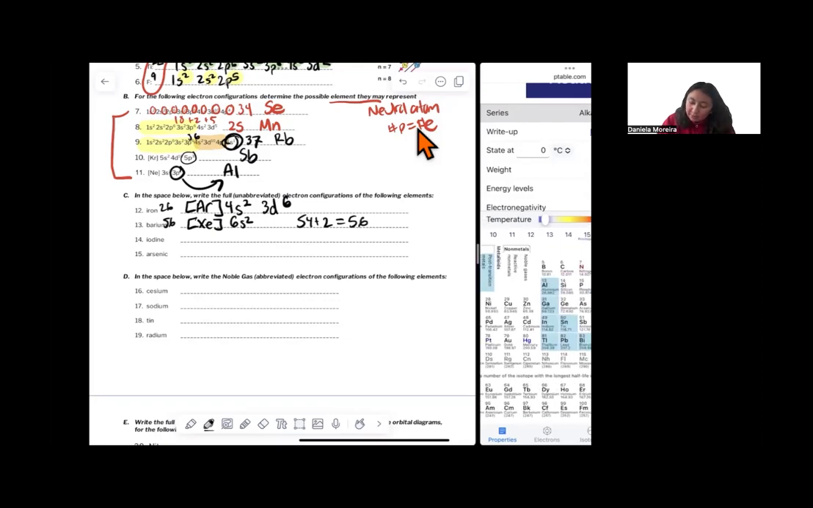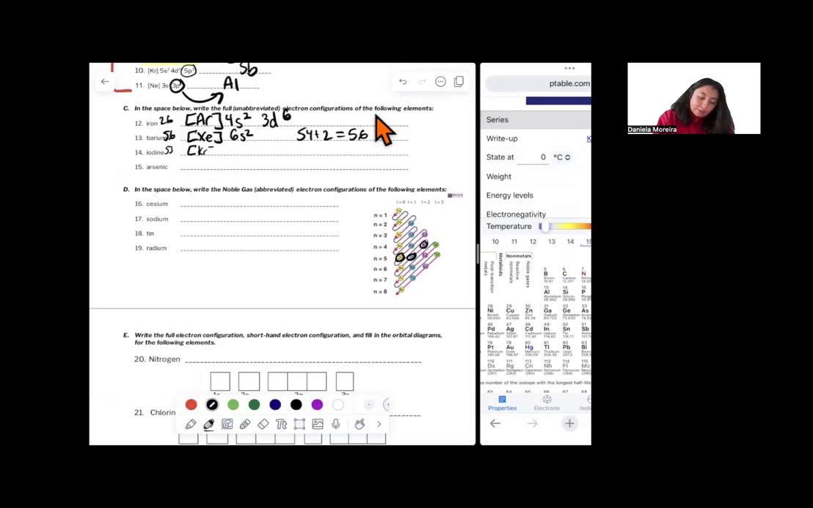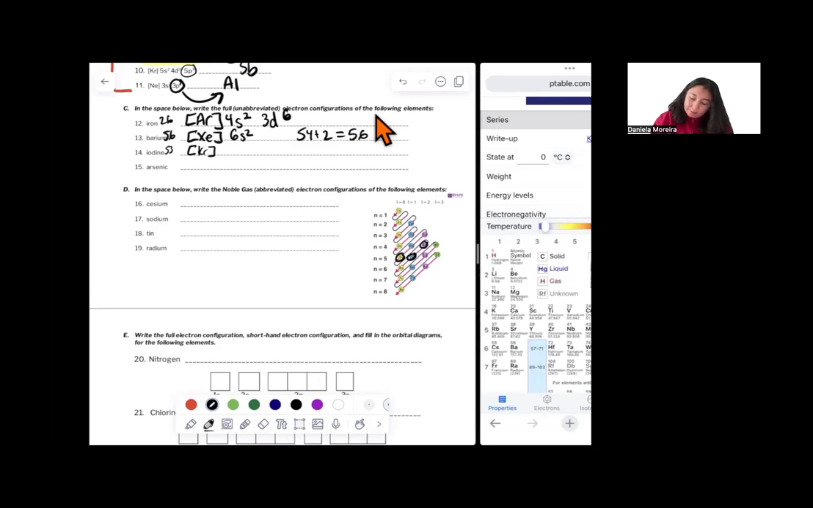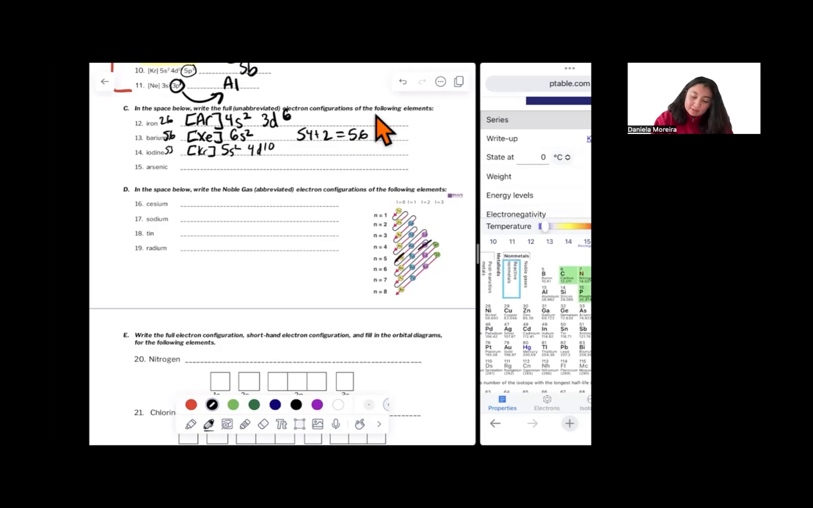Iodine has krypton before it. After krypton, we're going to be at our 5s orbital, so 5s2. Then we go to 4d10. Now that's 12 electrons. If krypton has 36, 36 plus 12 is 48 electrons, and we need to get up to 53. So iodine should be 4p5, because 48 plus 5 is equal to 53.